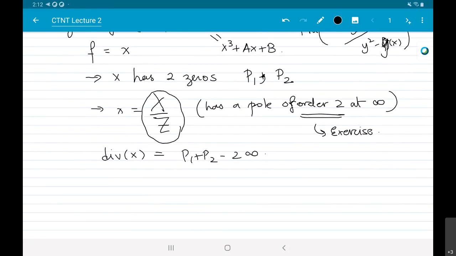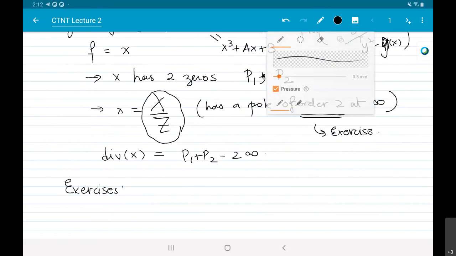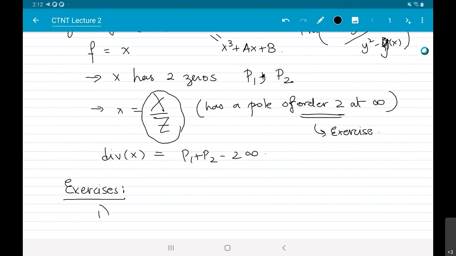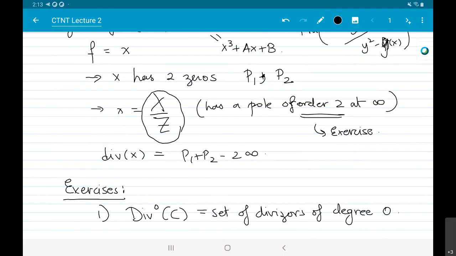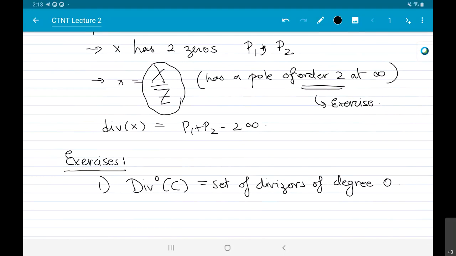Awesome. So here are some exercises. First one, I'm going to define Div 0 as the set of divisors of degree 0, right? And you can see that this actually forms a subgroup.